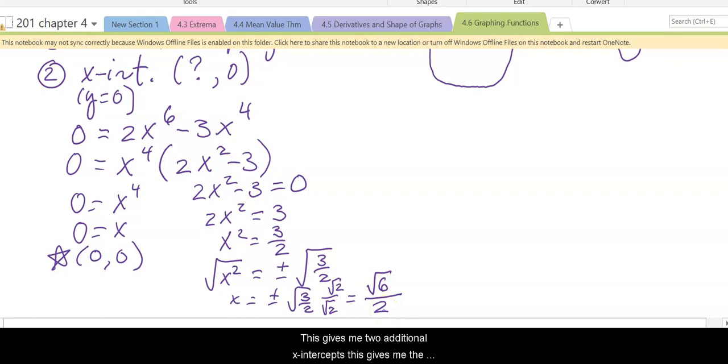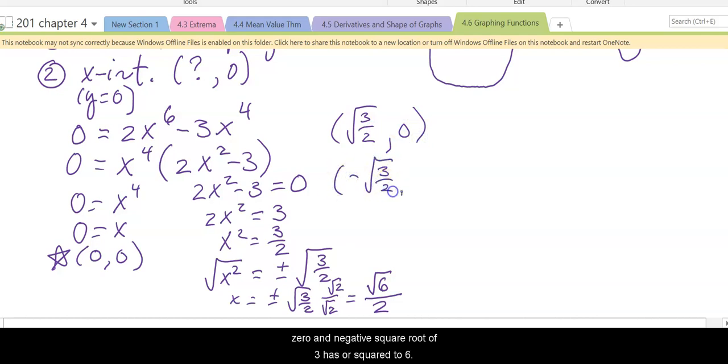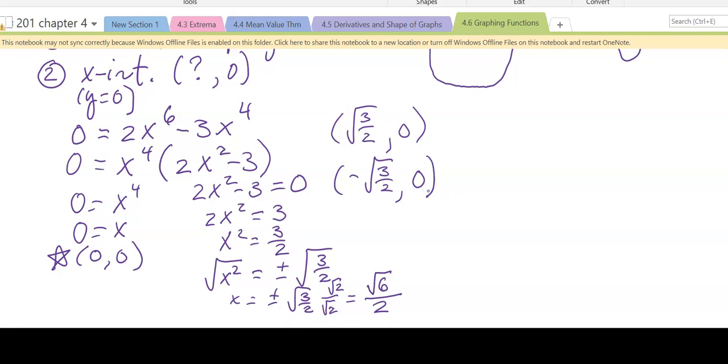This gives me 2 additional x-intercepts. This gives me the square root of 3/2, or square root of 6 over 2, comma 0, and negative the square root of 3/2, or square root of 6 over 2, comma 0. That tells me I have 3 places on the graph where I am crossing the x-axis.